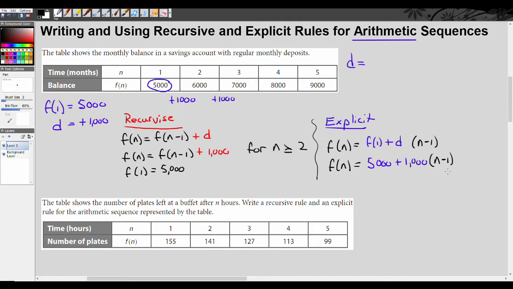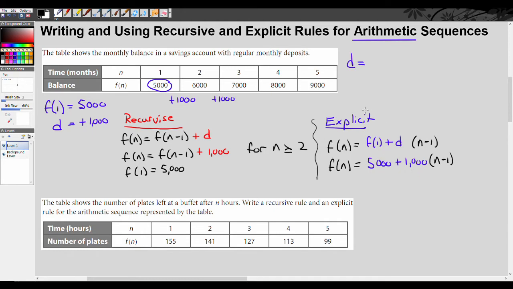Now, why the n minus 1? Well, if you notice, in the explicit rule, the first thing I give is the first term. So I'm trying to find the rest of the terms, and so n represents all the terms, including the first term. But if I've already given the first term, how do I exclude that from this multiplying by 1,000? Well, I do n minus 1. So this minus 1 here is excluding the first term, which we've already given.